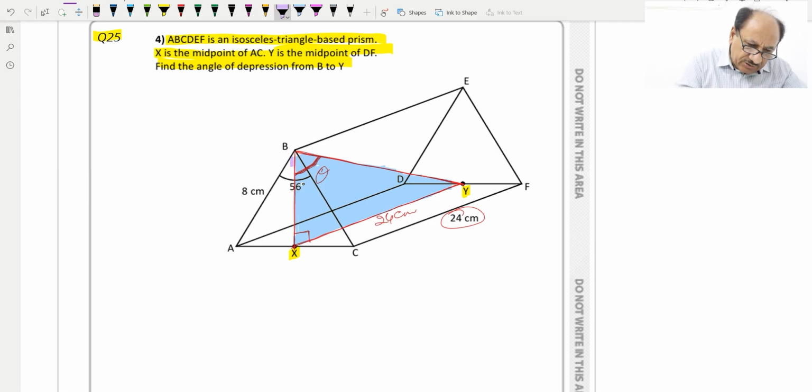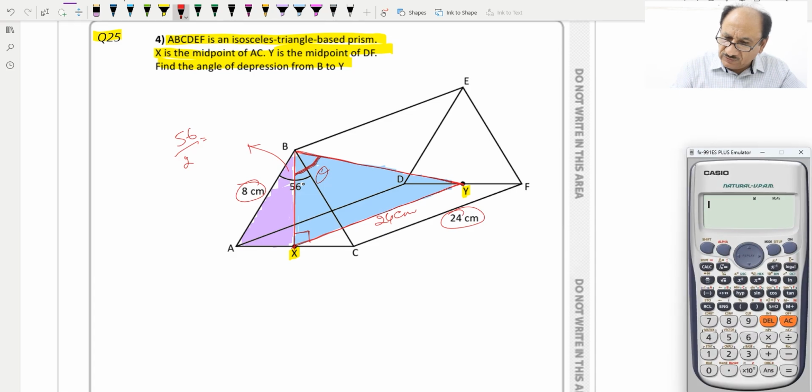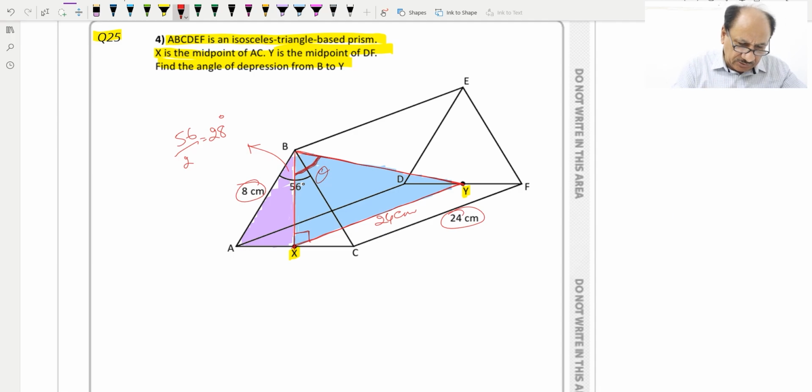To find BX, we will be considering this smaller triangle, and in this smaller triangle, one side we have, which is 8 centimeters, and we can have this angle as well. Complete angle is 56. This angle will be 56 divided by 2, and 56 divided by 2 will be 28. So this will be 28 degrees. Now we got the angle of this triangle.